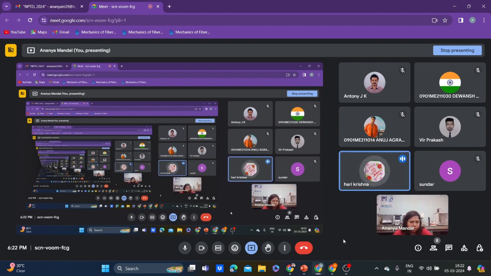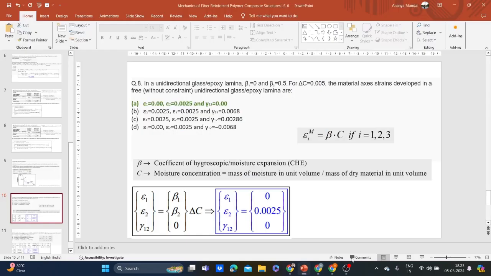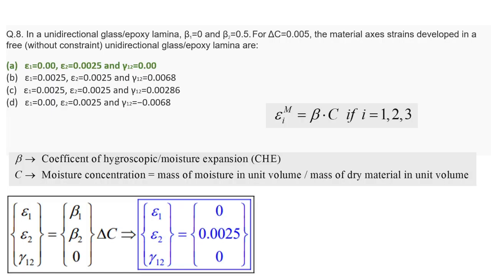Ma'am, the last problem. Can we discuss after I finish discussing all my questions? Yeah, okay. No, I mean the one present in the last column.